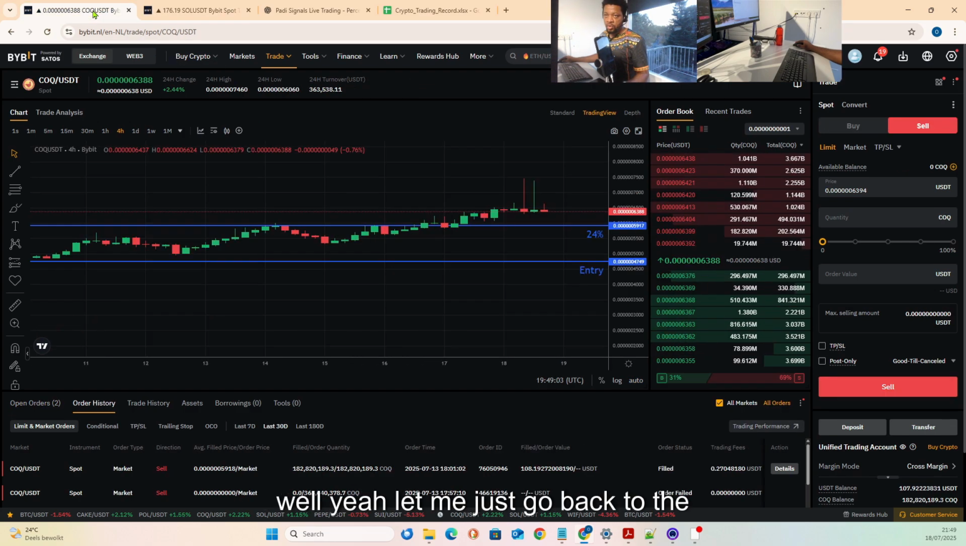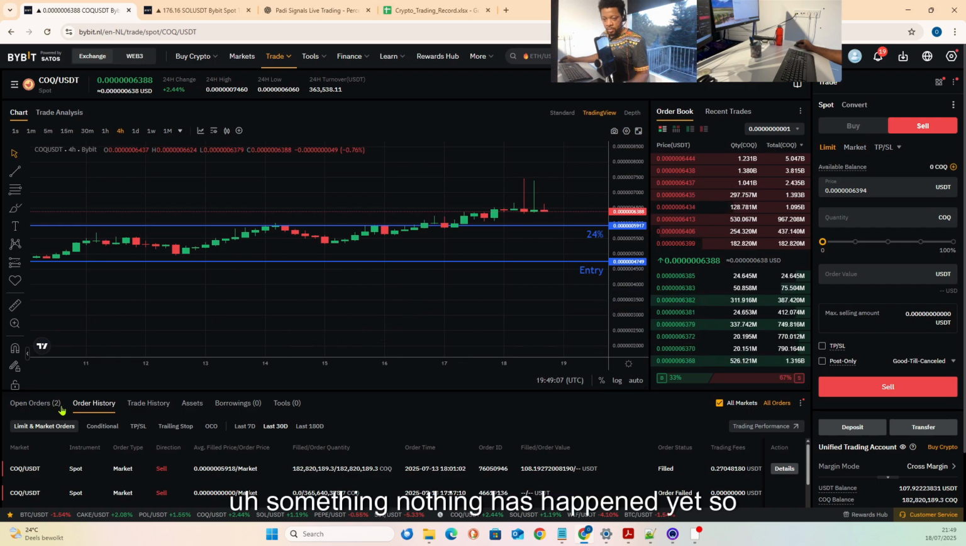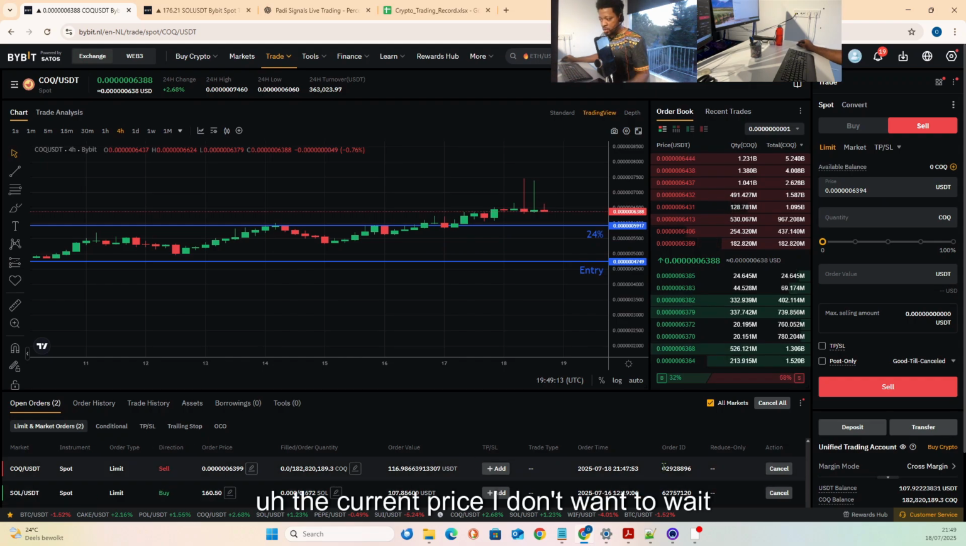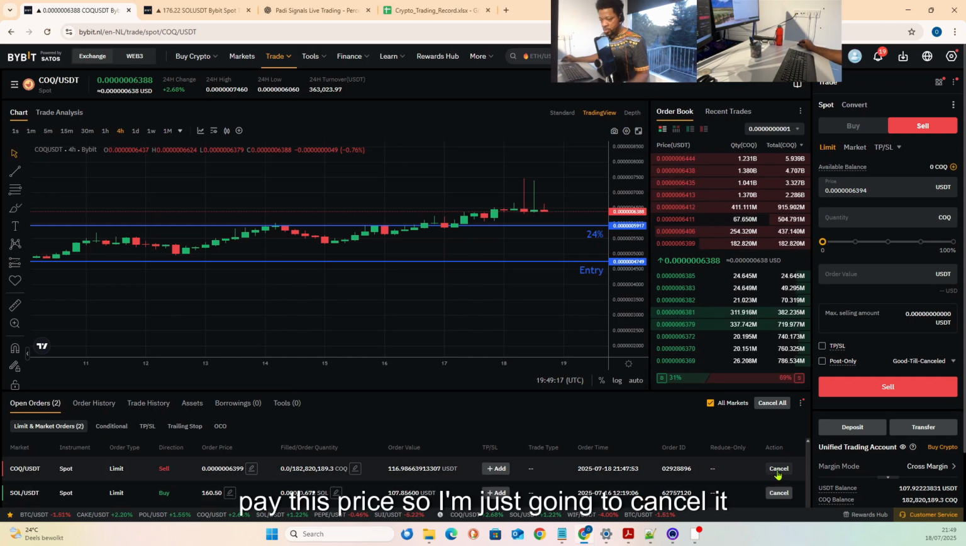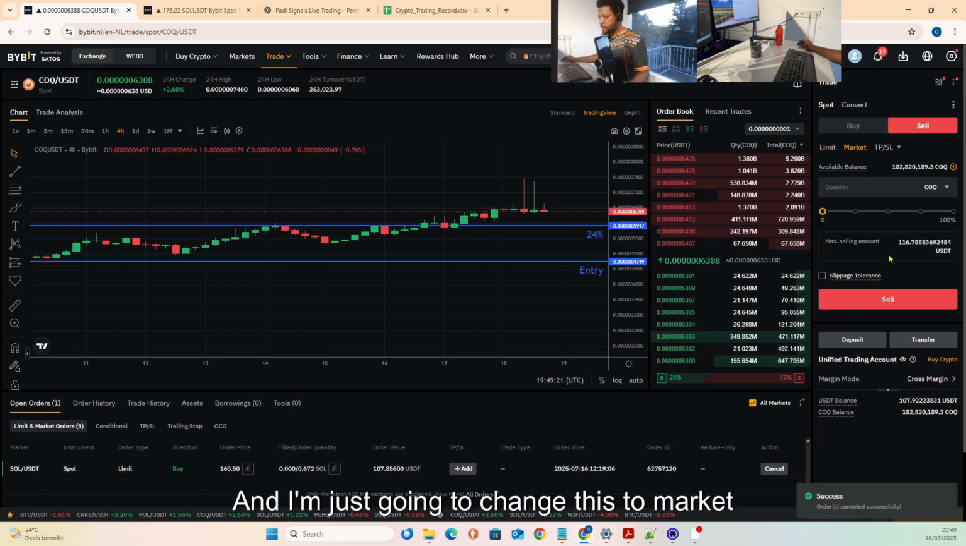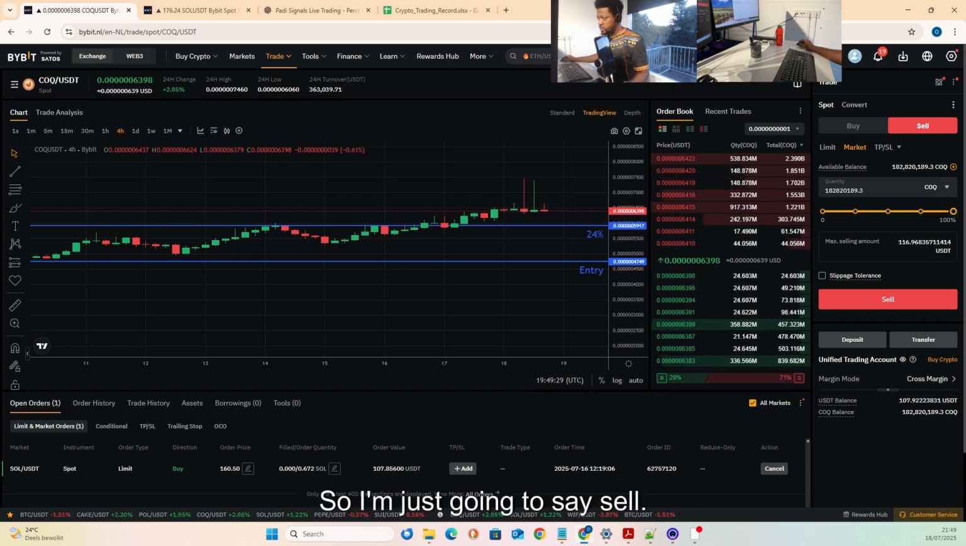Let me go back to the COQ and see. Nothing has happened yet, so it's not triggered. So I'm just going to sell it at the market price, the current price. I don't want to wait for it to hit this price, so I'm going to cancel it and change this to market, and sell everything. Market means sell everything at the current price. Whatever the price is now, sell it. So I'm just going to say sell.